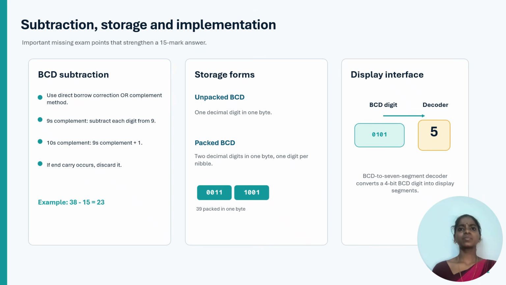And then storage forms and hardware implementations. Unpacked BCD: one decimal digit is stored in a full byte, usually with the upper 4 bits set to 0 or used for zone or sign conventions. And then packed BCD: two decimal digits are stored in 1 byte, one digit in each 4-bit nibble. This improves storage efficiency. Some commercial packed decimal formats reserve a final nibble for the sign.